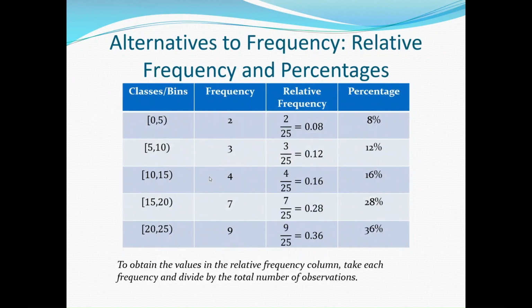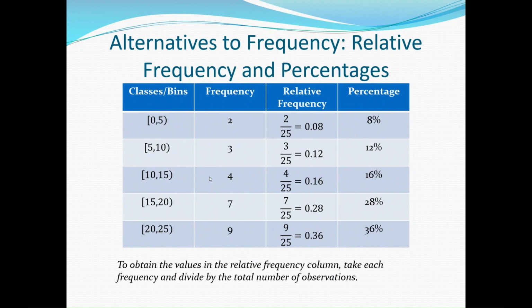And so if you want to compute the relative frequencies, you just need to count up how many pieces of data you have. And so we had 25 different pieces of data. So the first class contained 2 of the 25 pieces of data. Okay? And so that gives us a relative frequency of 0.08. Okay? The next bin contained 3 of 25 pieces of data. And so that bin has a relative frequency of 0.12, and so on.